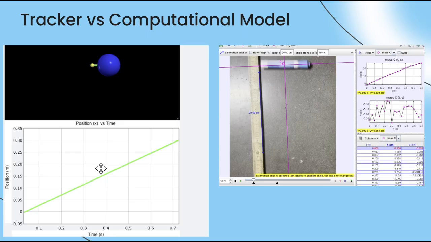Here is a little snippet comparing my Tracker data to the computational model. As you can see on the left-hand side, the computational model is linear, while on the top right, the Tracker model starts to curve a bit and is not as linear as the computational model. This is because the computational model uses an input velocity from a starting position, so it's always going to be linear. In the Tracker data, it's actually not linear because there are forces. Some assumptions that we made are technically false, but in order to use this model, we had to assume that the friction force was negligible.